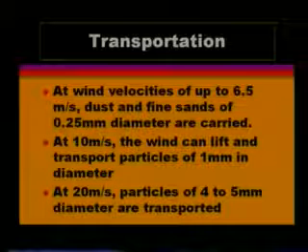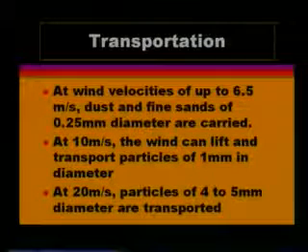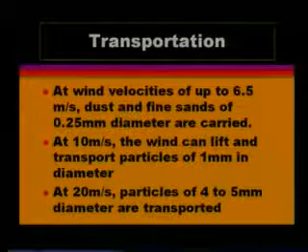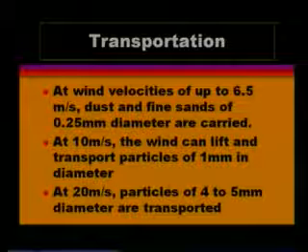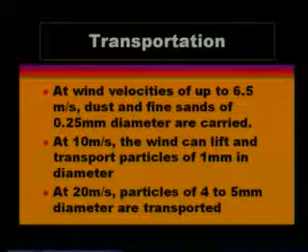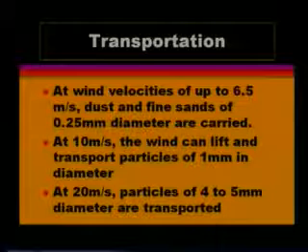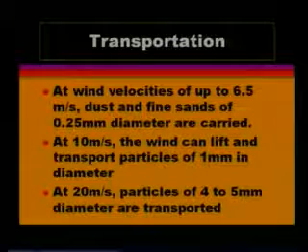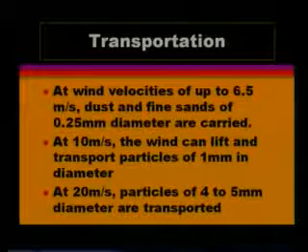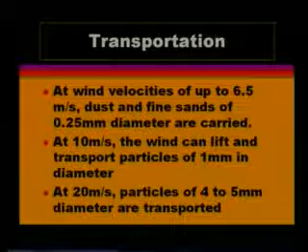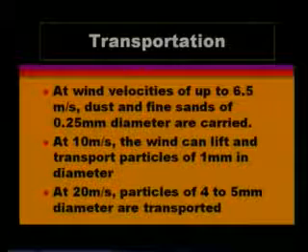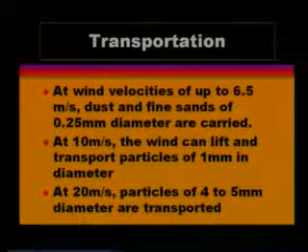The next process of the action of wind is transportation. Wind can lift particles from one place to the other, and the velocity controls the movement of these particles. At wind velocities up to 6.5 meters per second, dust or fine sand of 0.25 millimeter diameter can be carried away from one place to the other. If the velocity increases to about 10 meters per second, even sand grains of 1 millimeter can be lifted away. And if the velocity of wind increases to about 20 meters per second, then particles of 4 to 5 millimeter diameter can be transported from one place to the other.